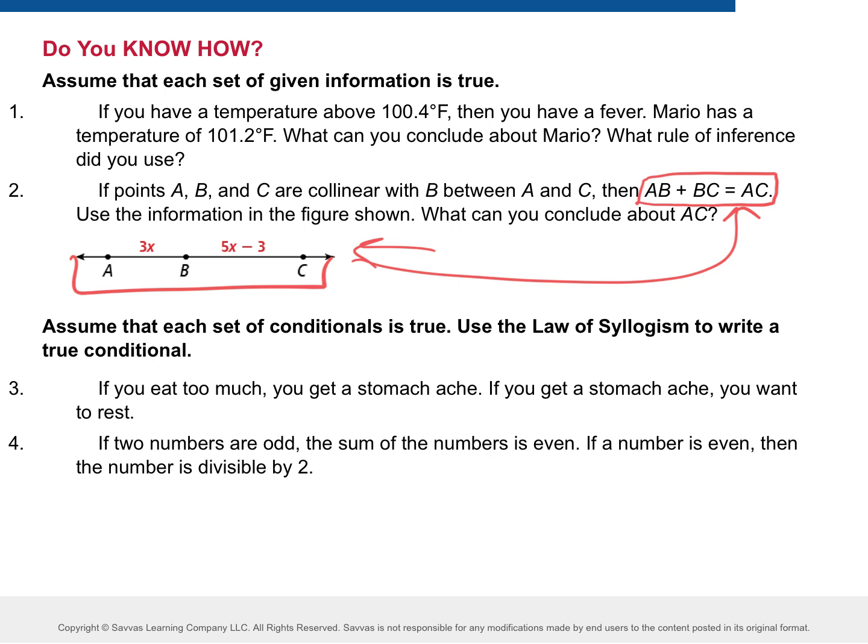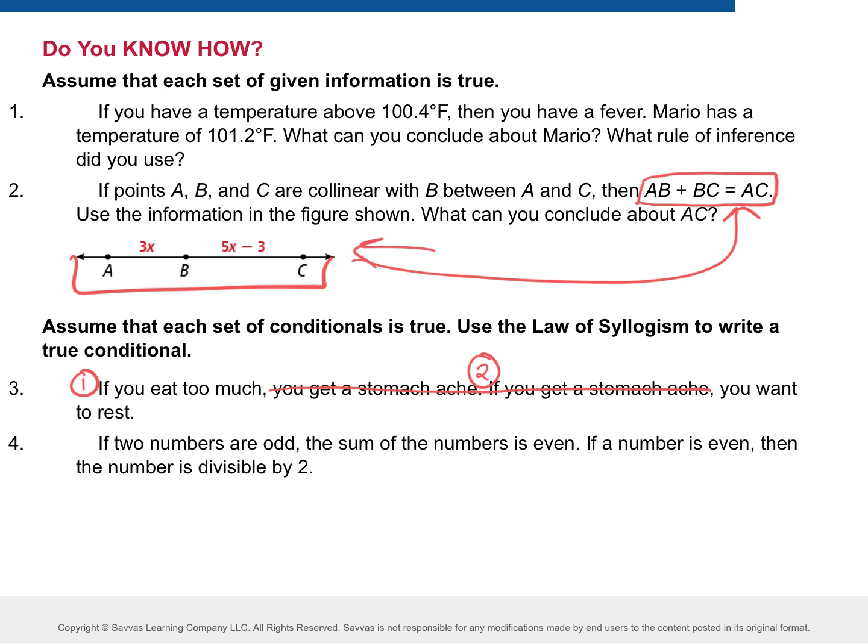Questions about those? What rule did we use on that one? Detachment. Yep. Number 7 says if you eat too much, you can get a stomach ache. If you get a stomach ache, you want to rest. What law are we using? Syllogism. Why do you know you're using syllogism? Because there's 2 of them. What do they have in common? Stomach ache. It says use the law of syllogism. Good job. What does it say? What's our new one?